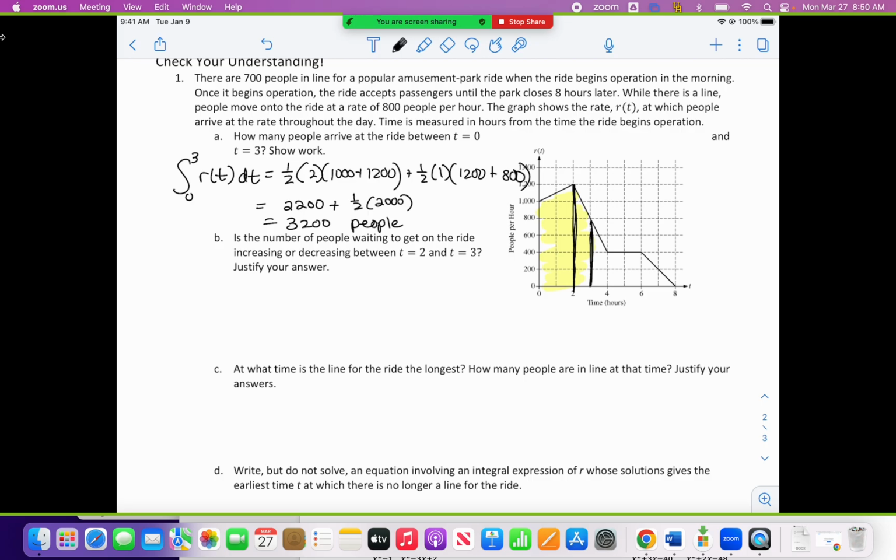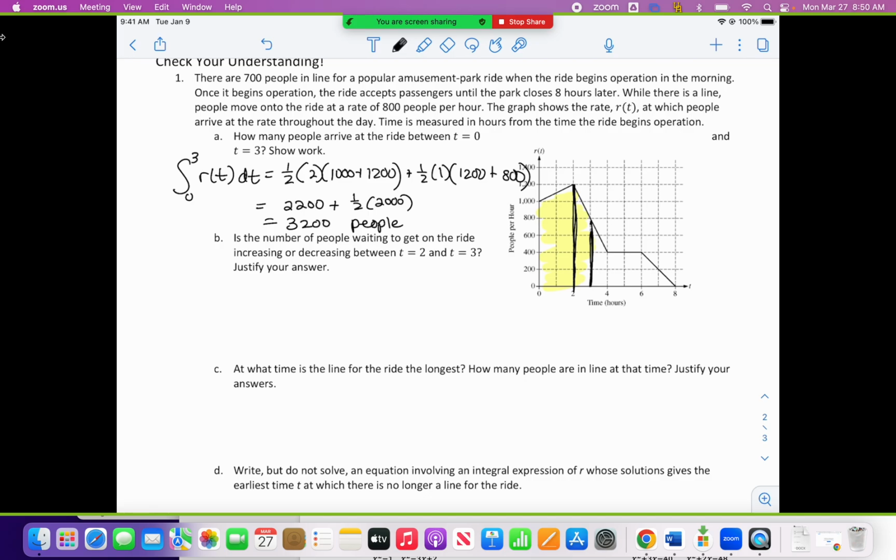All right. It's only about half of you. All right. So letter B, is the number of people waiting to get on the ride increasing or decreasing between t equals 2 and t equals 3? And I think a lot of you are going to get this wrong.